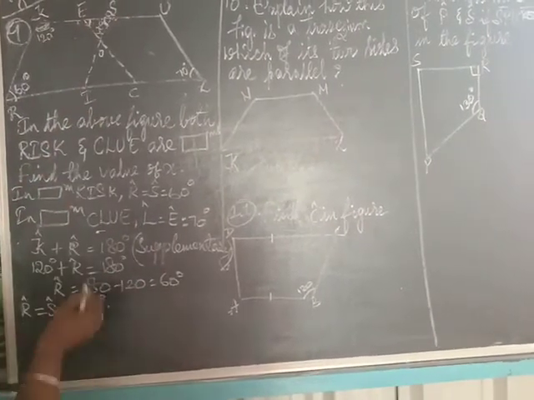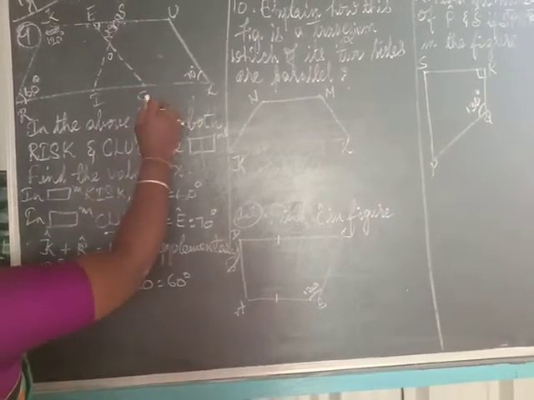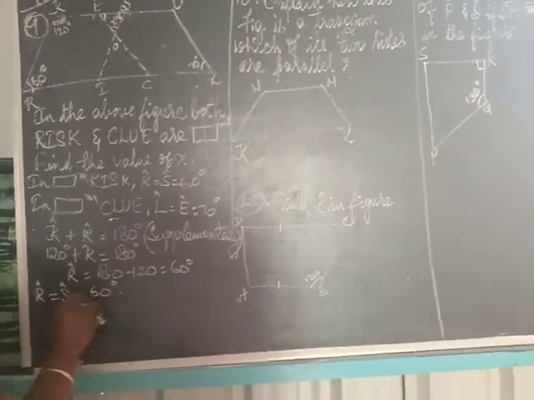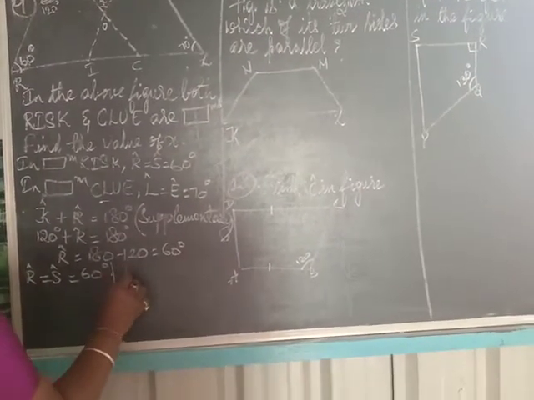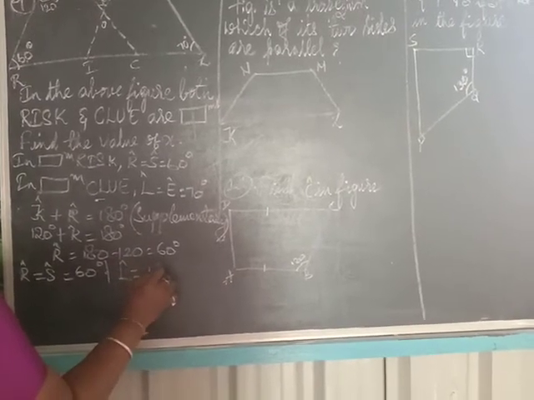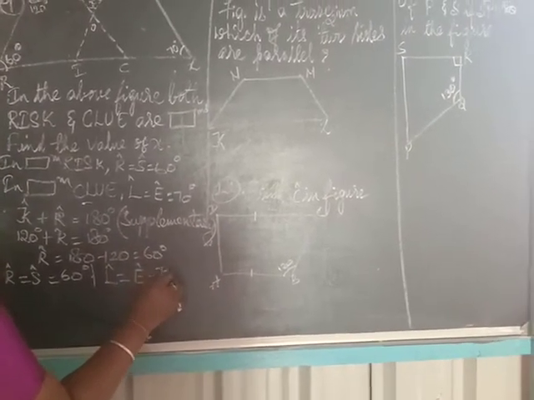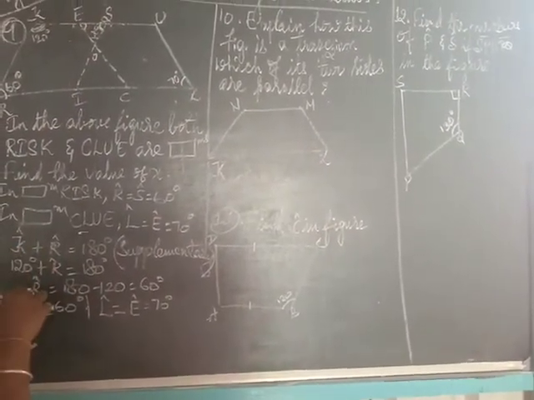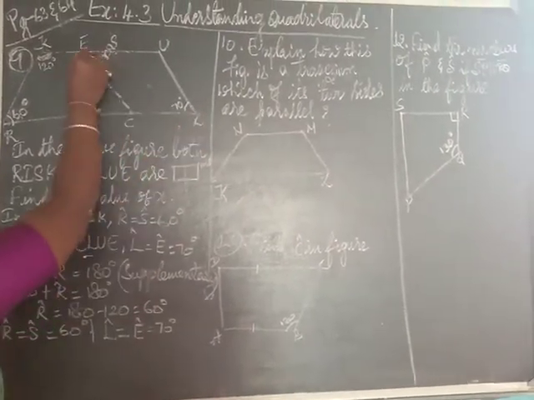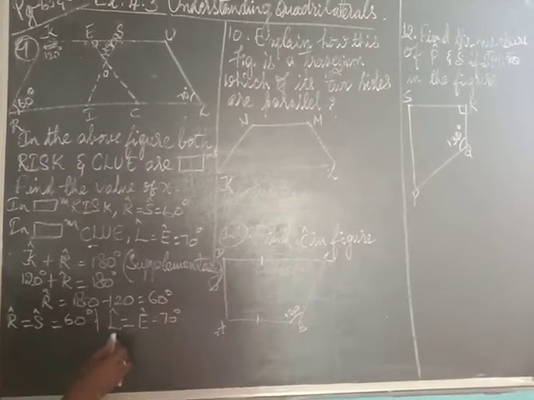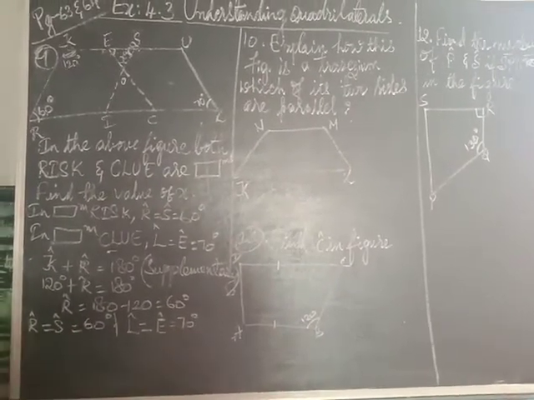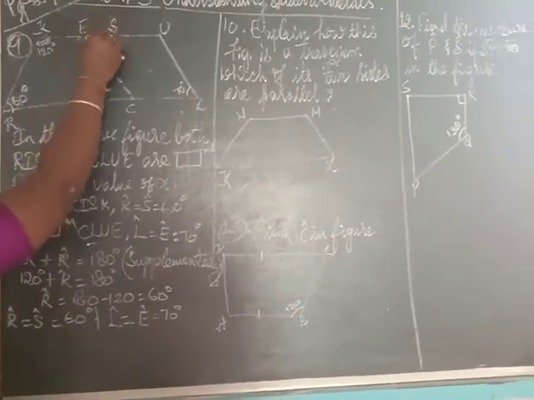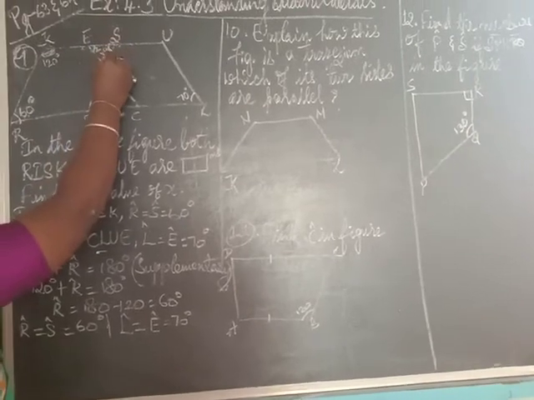Now, in parallelogram CLUE, angle L is equal to angle E is equal to 70 degree. Why is angle L equal to angle E, children? Since we have studied in properties of parallelograms, opposite angles are equal. So therefore, angle L is equal to angle E is equal to 70 degree. So using this, we got angle E is equal to 70, angle S is equal to 60, and X we have.